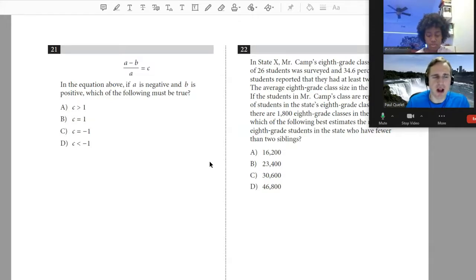But here's how I would reason it: if A is negative and B is a positive number, a negative minus a positive is what kind of number in the numerator? If you have a negative number plus a positive number. It's a negative minus a positive because it's A, which is negative, minus B. B's a positive number. I don't think so. So the thing is, remember, subtraction is not commutative.